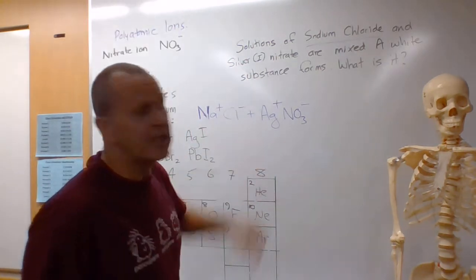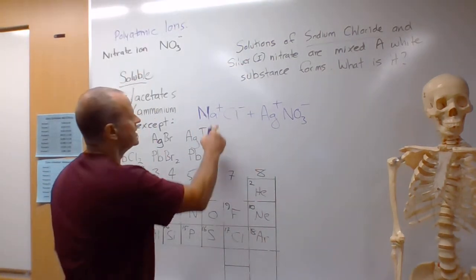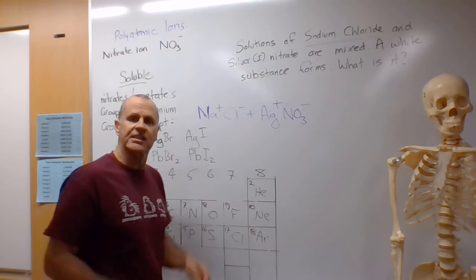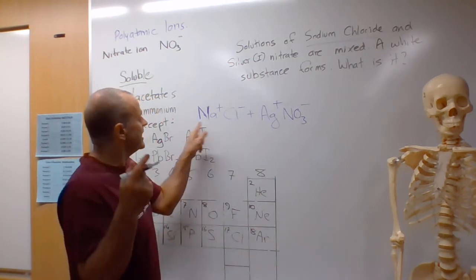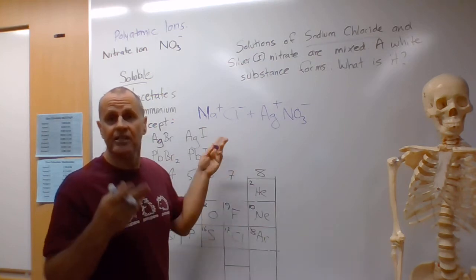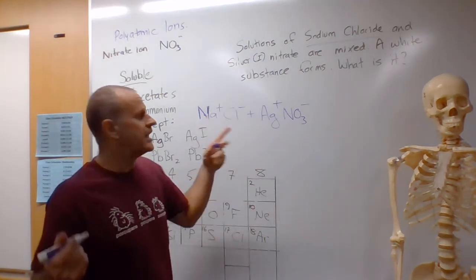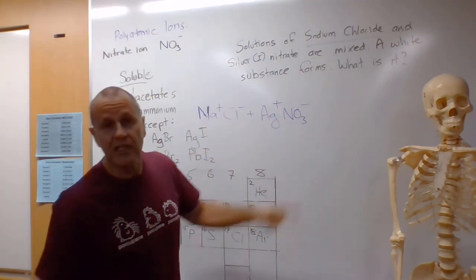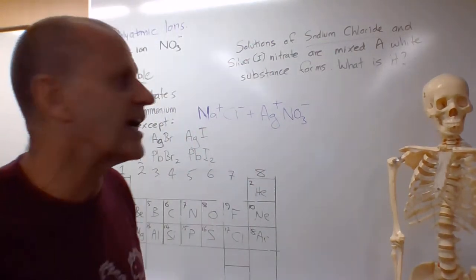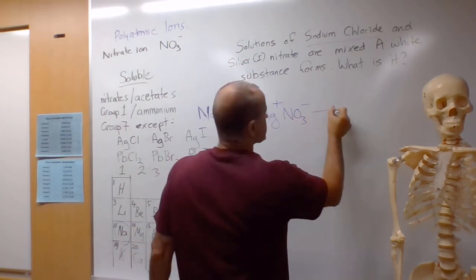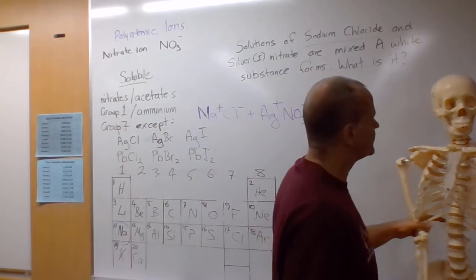And so we have our 2 reactants, Na plus, Cl minus. The charges balance, they cancel out. We've got no need for any twos or subscripts or anything. Ag single plus, NO3 single minus. No need for balancing of that. We've got our reactants.